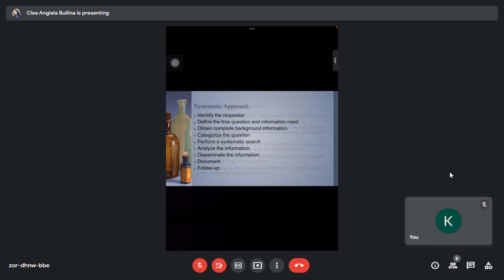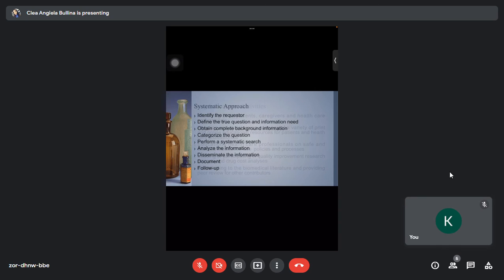Perform a systematic search. When you say perform a systematic search, you search for appropriate tertiary, secondary, and primary resources, including electronic resources as it necessitates you. Okay? And then analyze the information. Evaluate, interpret, and combine information from the resources used. Other information needs should be anticipated as a result of the information gathered.